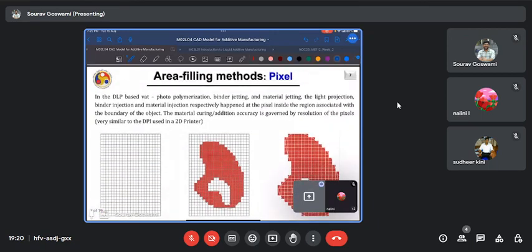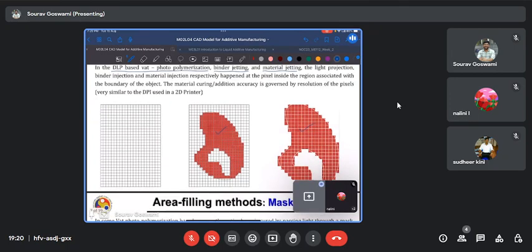Another area filling method, which is similar to the one before, similar to grid cutting, is the method of pixels. The only difference being that in this case, we are actually pixelating or concentrating our focus on the wanted region. And it is specially suited to certain methods such as digital light processing based VAT photopolymerization, binder jetting, or material jetting. And in these processes, the energy source or the light is shown directly on these wanted regions only.